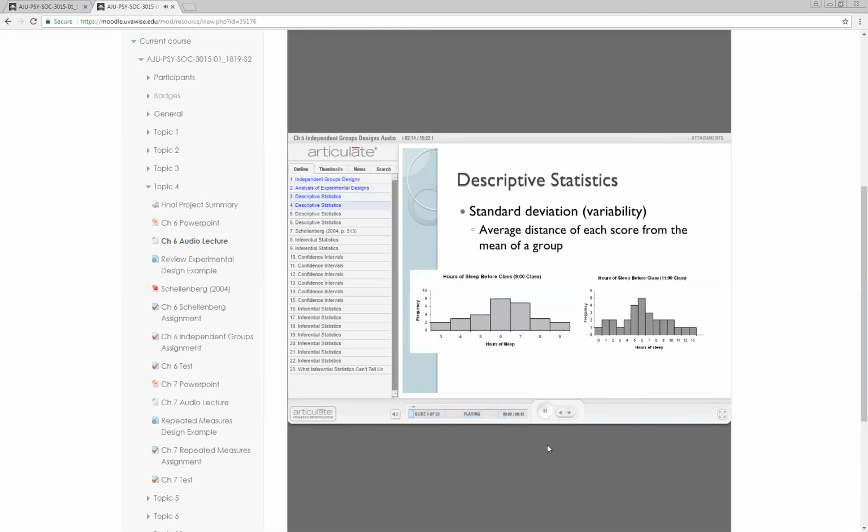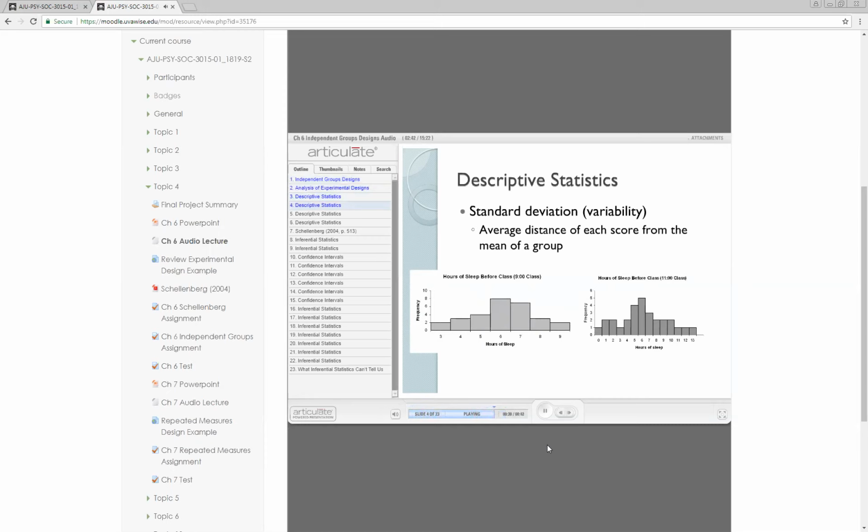The standard deviation is a measure of spread or variability. What it tells you is about how far each group is on average from the mean, or how far each individual is on average from the mean. For example, this is a study of the hours of sleep that students got before a 9 a.m. class and a 10 a.m. class. And what you can see is that there's variability in the scores between the 9 a.m. and 10 a.m. class, but there's much less.